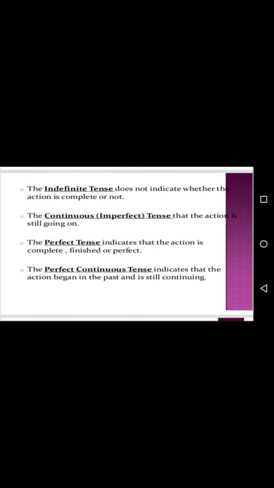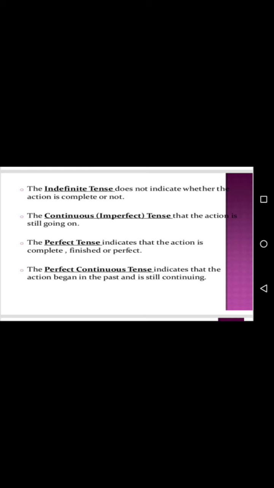Look at the indefinite tense, or we can say simple tense. It does not indicate whether the action is complete or not. It means it is not definite, it is indefinite. It is just telling us when the action took place: it can be in present, past, or future, but it is not telling us about the completion of the action.